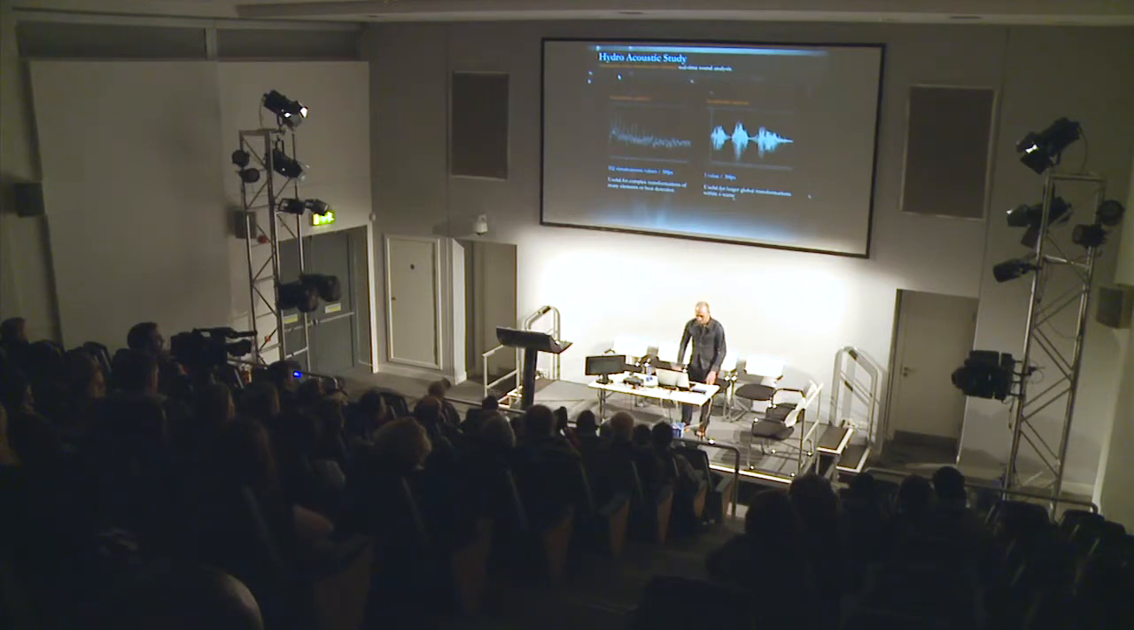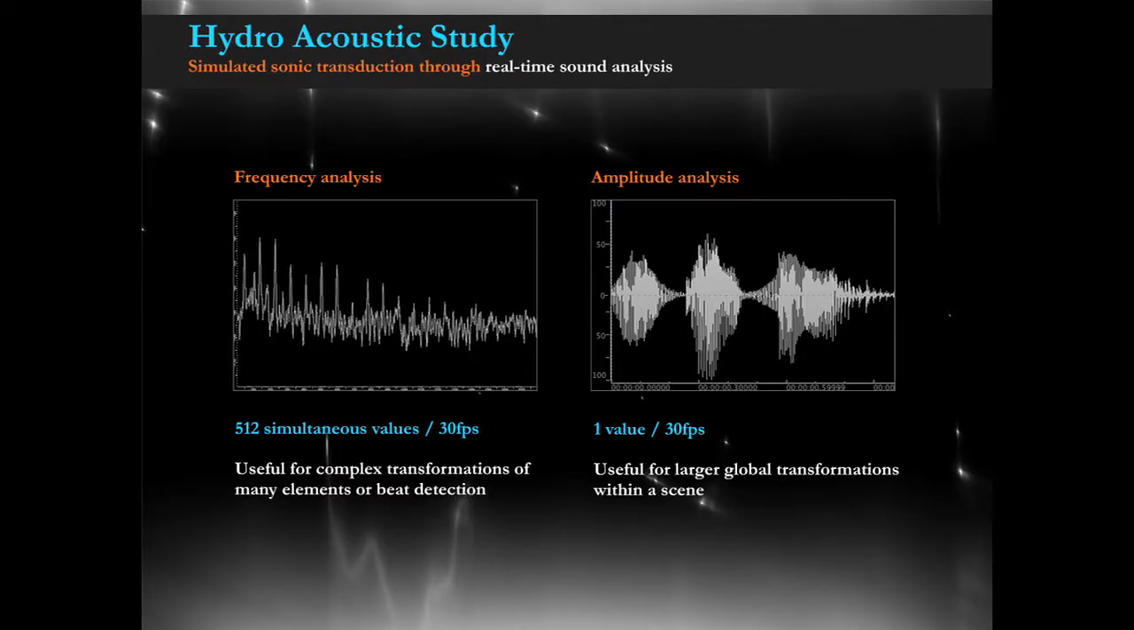The two sorts of sound analysis that are carried out are frequency analysis and amplitude analysis. With frequency analysis, I'm looking at the prevalence of all the frequencies in each frame. I would get up to 512 different values, probably 256 values for each channel, left and right. If I split all the frequencies into 512 bands, I can read exactly how much of each of those individual frequencies I'm getting. And this can be quite useful because I can do a number of things with this.